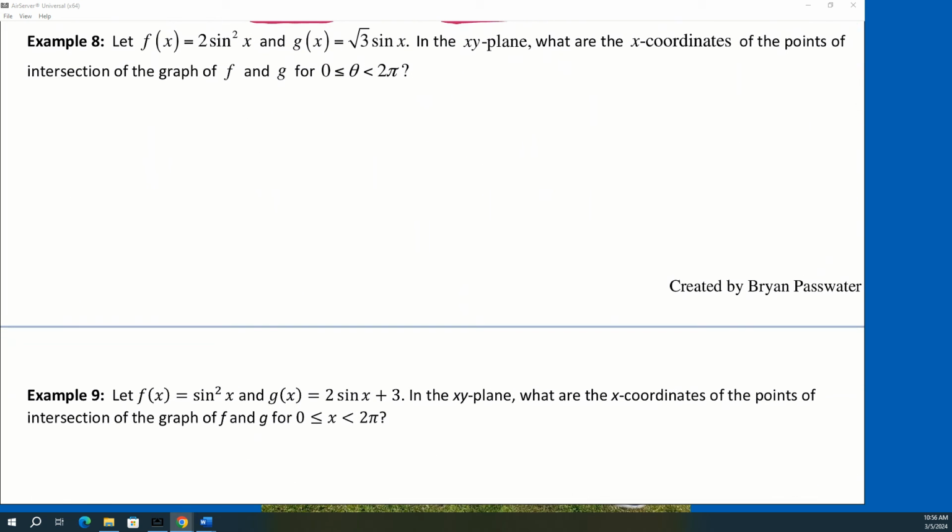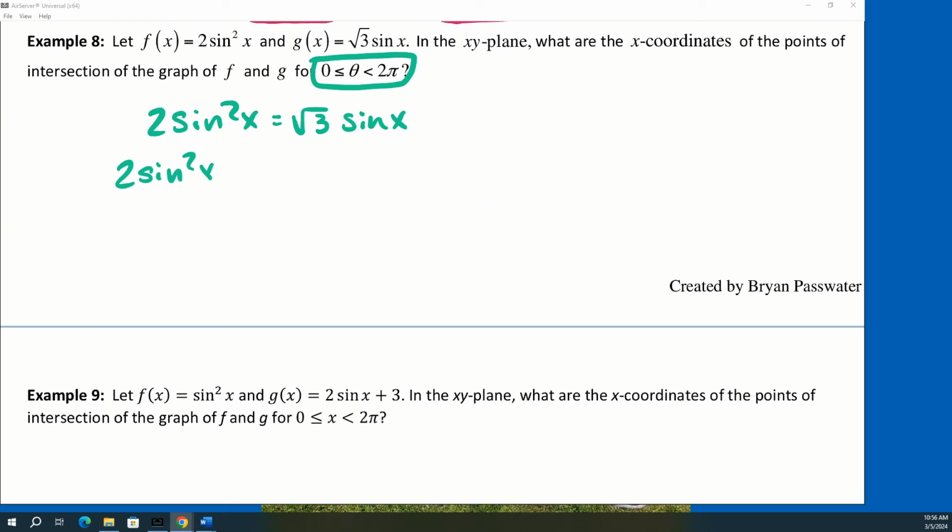So we have this interval, so that's good. We just have to find our answers from the unit circle. And we want to find where these two graphs intersect. So basically, we want to find where they're equal to each other. So we'll just set them equal to each other. And then on these quadratic trigonometric equations, if you have sine squared and sine, we are going to have to factor it. So we're going to need to get everything on one side so we can factor.